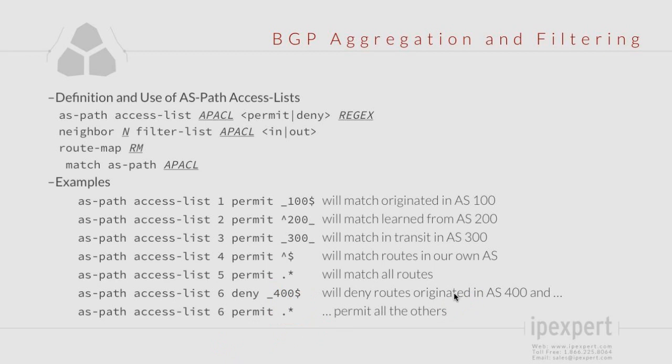So these were some of the examples of using AS paths for filtering, or using regular expressions for filtering based on the AS path in BGP.